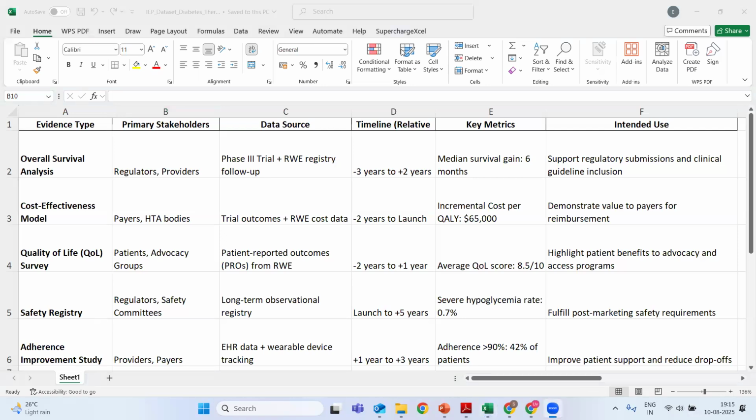I am stopping sharing the screen, ma'am. Yes, what role does post-marketing surveillance play in validating trial findings over the long term?